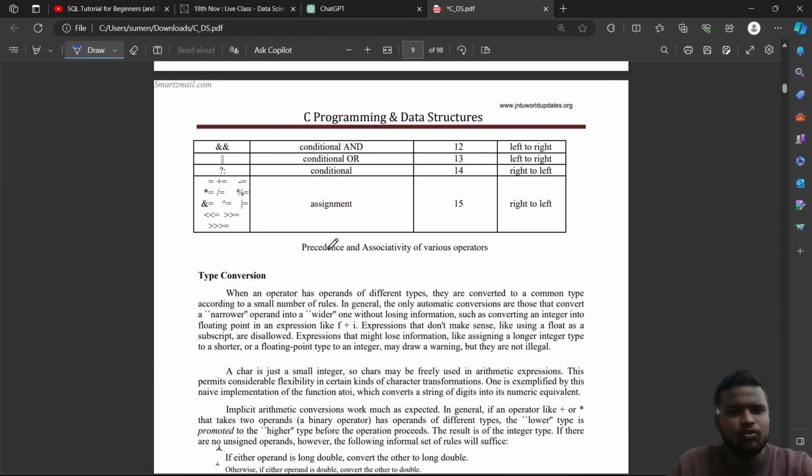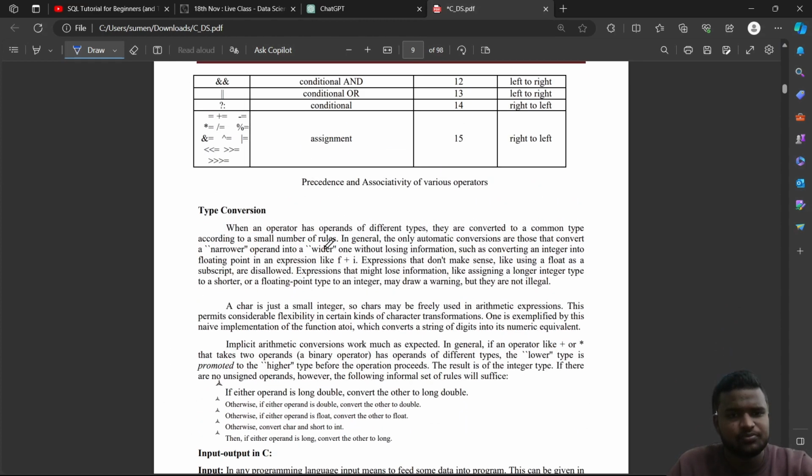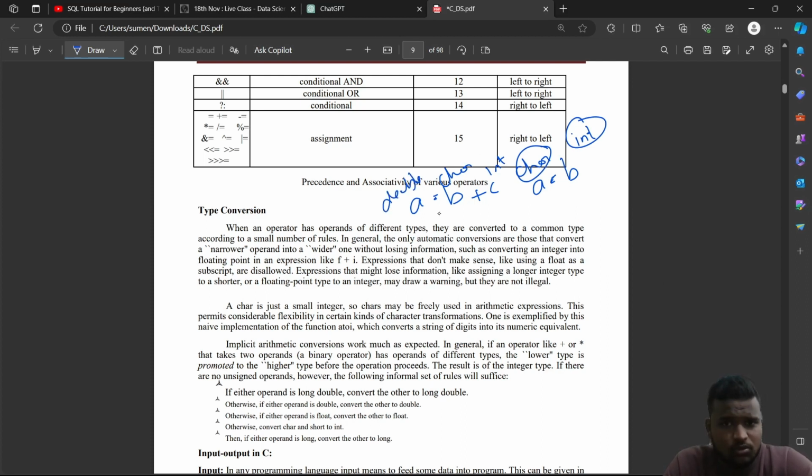Okay. Now moving on to type conversions. Type conversion is nothing but, in coding, sometimes we do a equals b. Let's say, right? This is simple. Or we will also do a equals b. What if a is of type integer and b is of type char? What will happen? What if b is char, this is int, and then this is double? What will happen? To handle this kind of problem, type conversion comes into the picture.